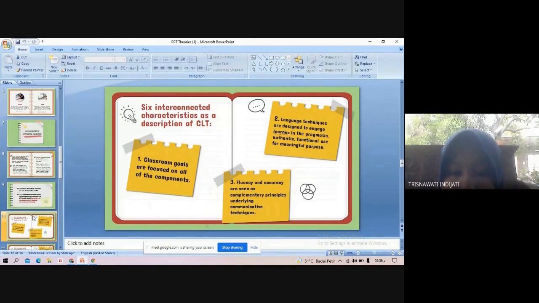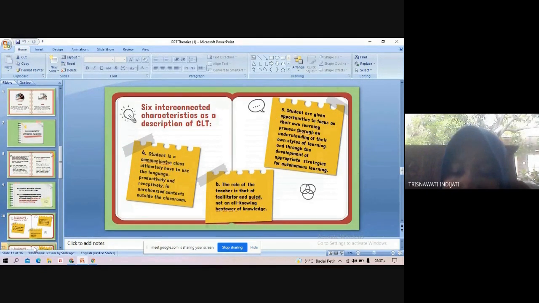Slide berikutnya. 4. Students in a communicative class ultimately have to use the language productively and receptively in unrehearsed contexts outside the classroom. Siswa adalah yang menentukan kelas itu menjadi komunikatif atau tidak. Jadi mereka mempraktekkan apa yang sudah dipelajari di kelasnya. 5. Students are given opportunities to focus on their own learning process through an understanding of their own styles of learning and through the development of appropriate strategies for autonomous learning.